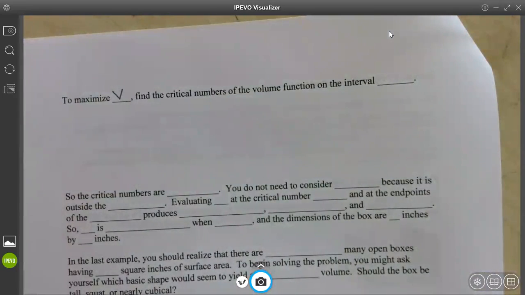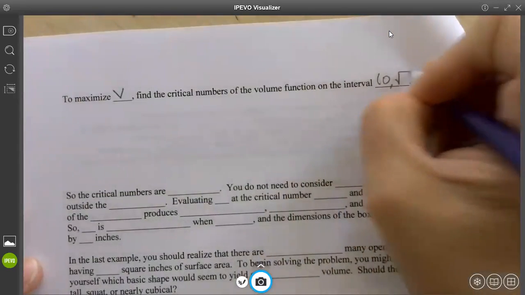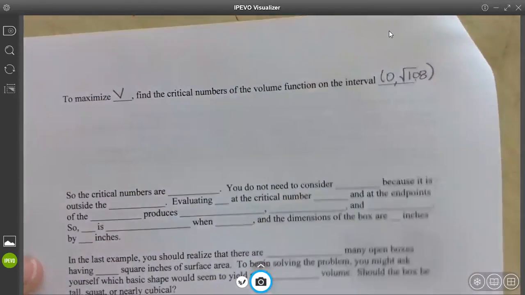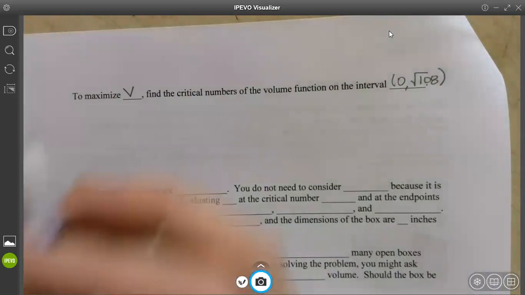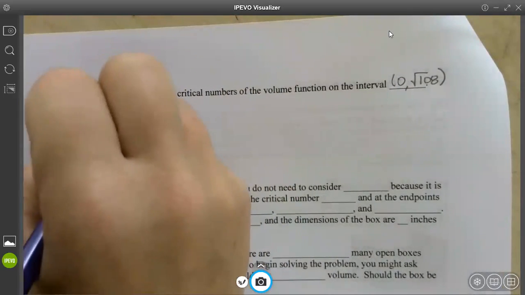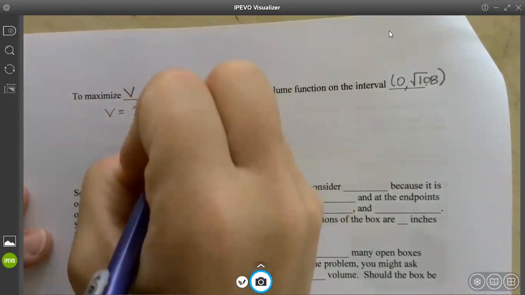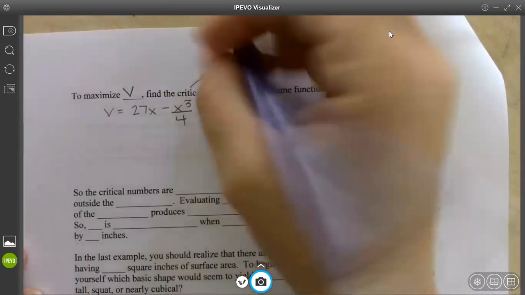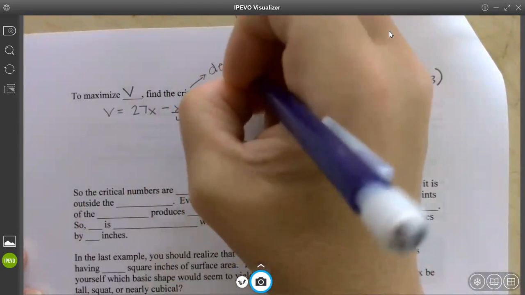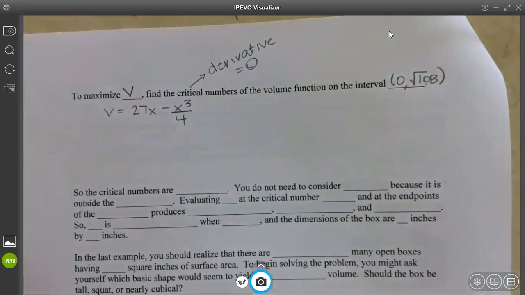Here you go, Haley. Find the critical numbers of the volume function on the interval 0 to square root 108. Everybody good? All right, so that formula that we had, x cubed over 4. How do we find critical numbers? Very good. Derivative set equal to 0.